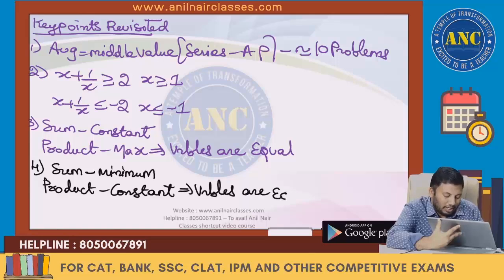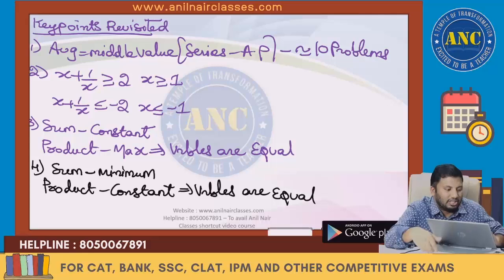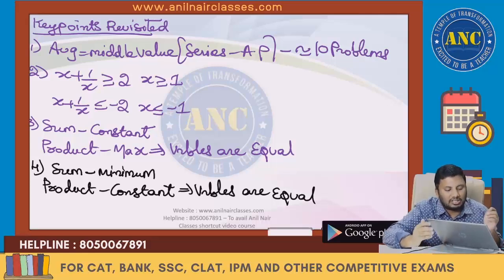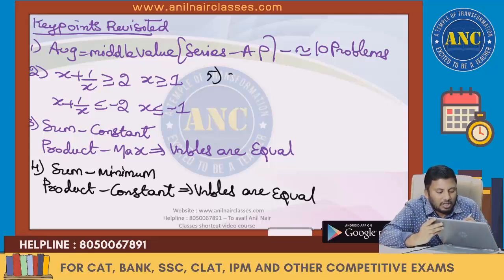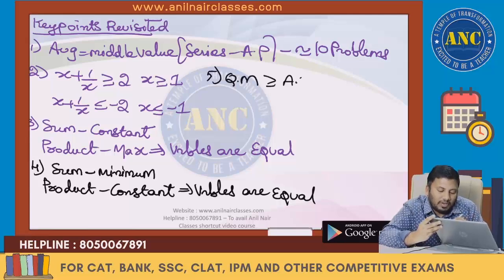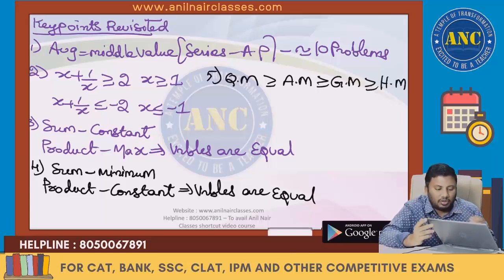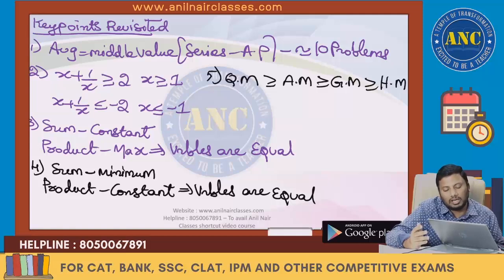Another important concept that we discussed is, today's entire class is driven on these key points. Quadratic mean or root mean square is always greater than or equivalent to AM, greater than or equivalent to GM, greater than or equivalent to HM. QM is quadratic mean.